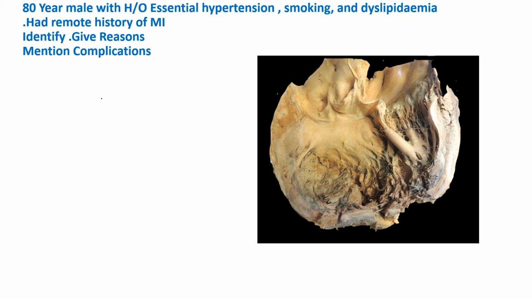Let us see this specimen. This is the left ventricle. This is the aorta. And what you see here is normal appearing, or within normal limits. The left ventricular wall is seen here, which may be about 2 centimeters. But down you see that it is thinned out.